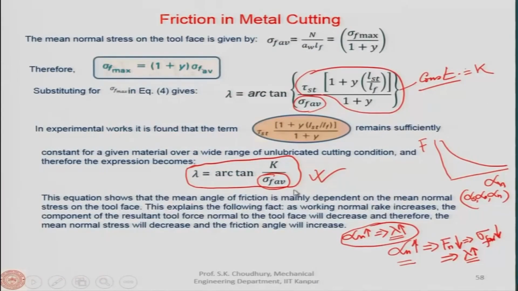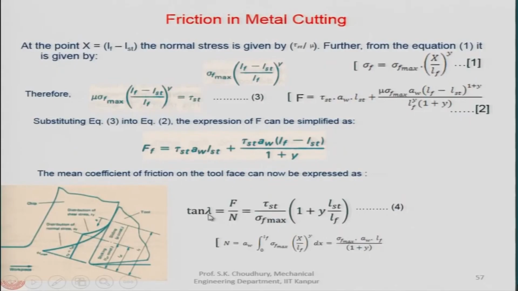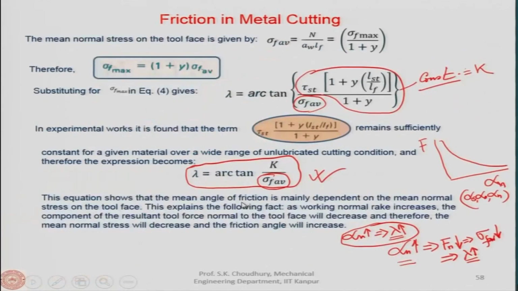And finally, he has shown this is the relationship between the sigma f average and the friction angle, and as you know, the friction angle has a relationship with the mu, because F by N is mu, and the friction angle is tan inverse of F by N. So, this is the gist of Zorev's model, through which he is finding out the mean coefficient of friction between the chip and the tool during metal cutting.